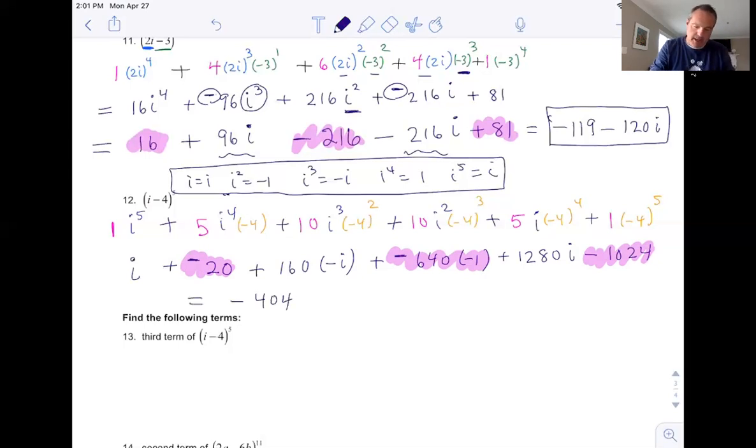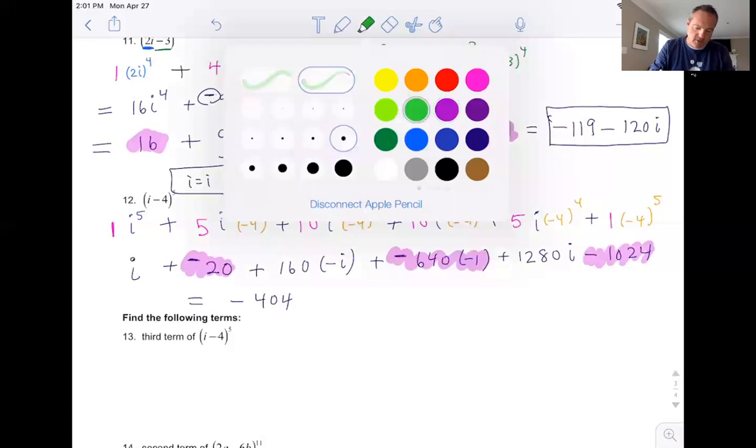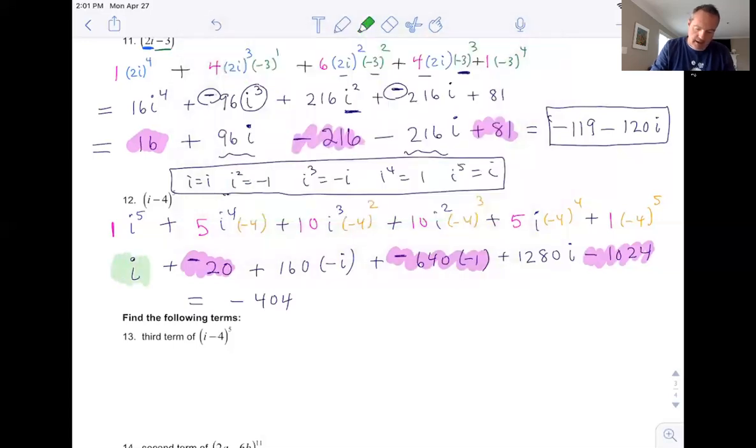Now I got to get my imaginaries. Let's pick out a new color just to make things exciting. I got an I there. I got a -160I. I got a +1280. Okay, so I got one I, I got -160, and I got +1280, and that looks like 1121I. So that's +1121. Oops, 1I.